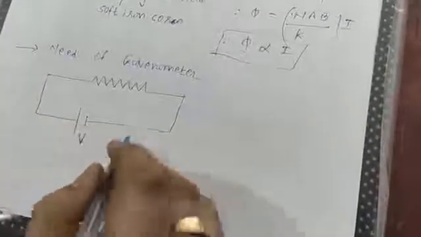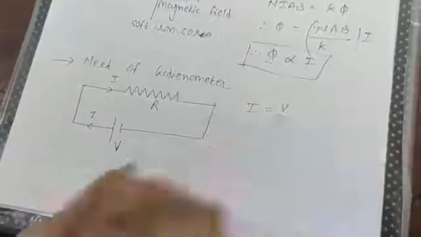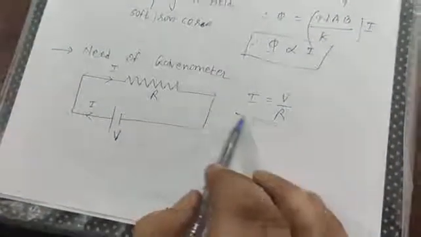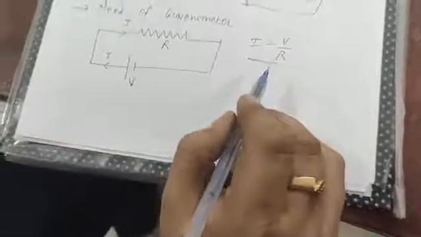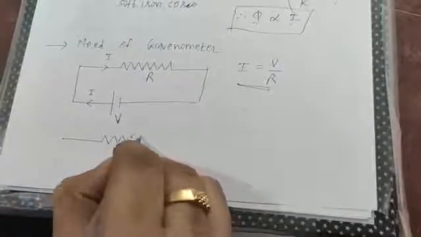Battery of potential V, resistance R, current flowing is I. Now suppose we want to find out, to measure the current. Then we can say that I is equal to V upon R. We want to measure this current. To measure this current, we will use a galvanometer. So we will put one galvanometer in this circuit.